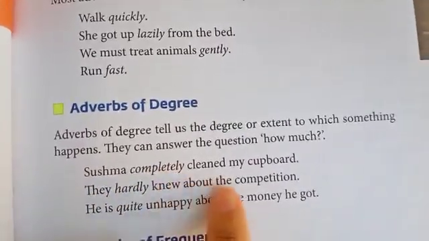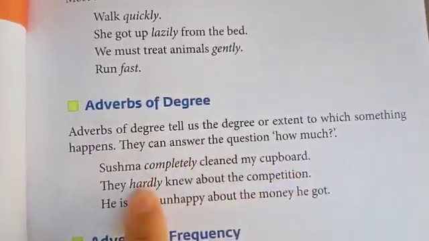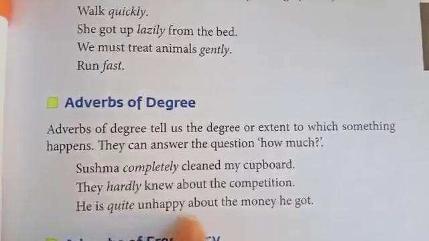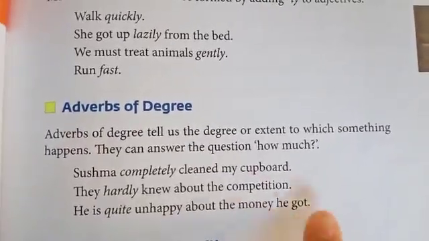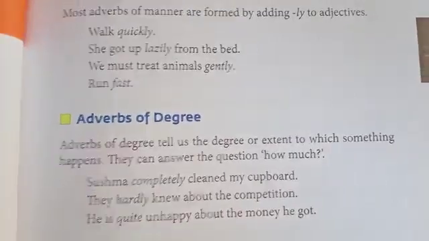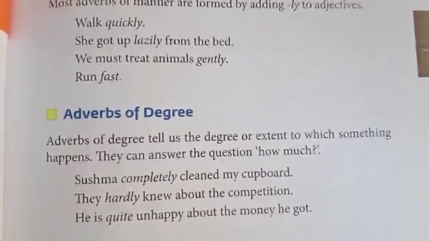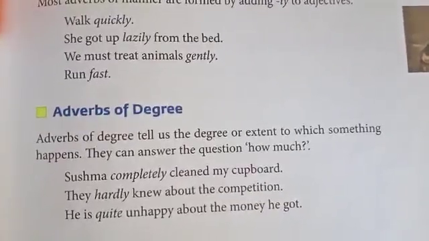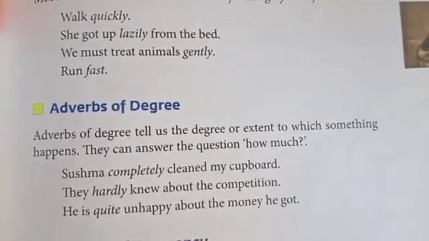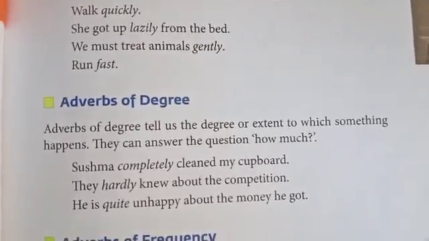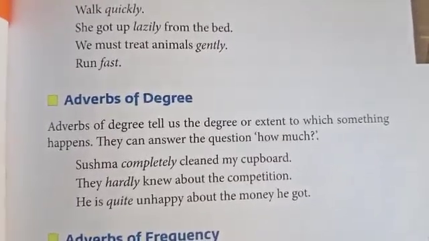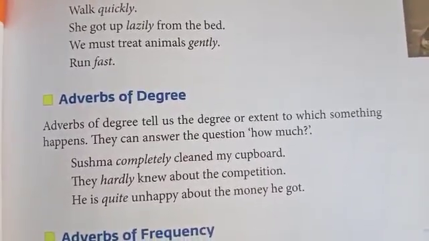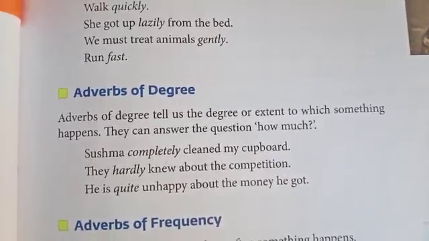They hardly knew about the competition. Hardly here is the adverb of degree. He is quite unhappy about the money he got. Quite. So basically, adverbs of degree tell us about the extent, or they answer the question of how much. Alright? They answer the question of how much. If I say, I cleaned my room partially. So how much? I cleaned it partially. It means अभी मैंने उसे पूरा नहीं किया है. I have not cleaned it fully. I have cleaned it partially.